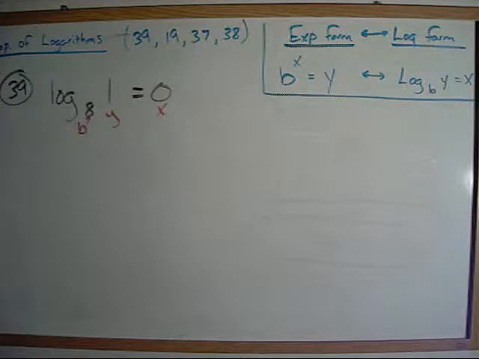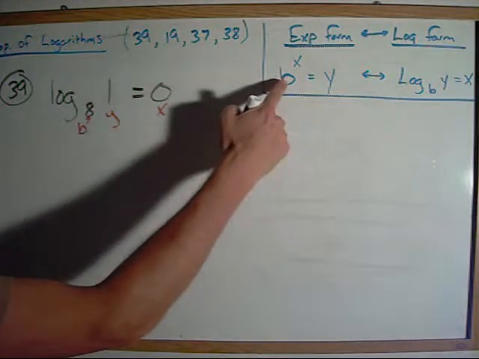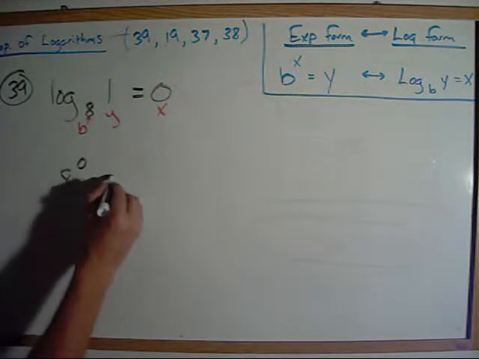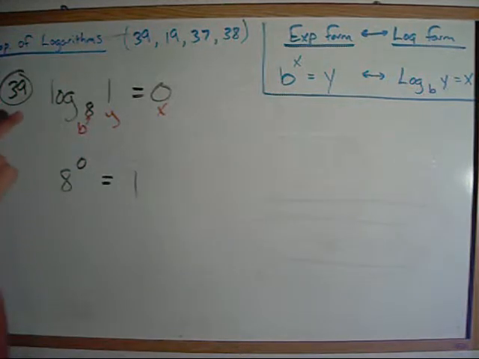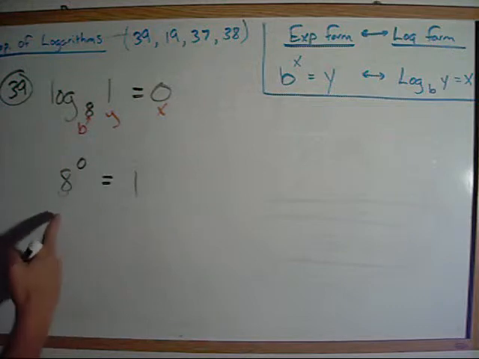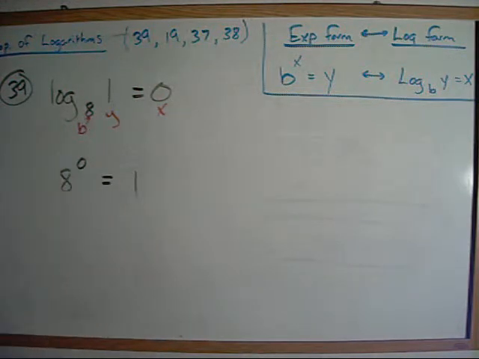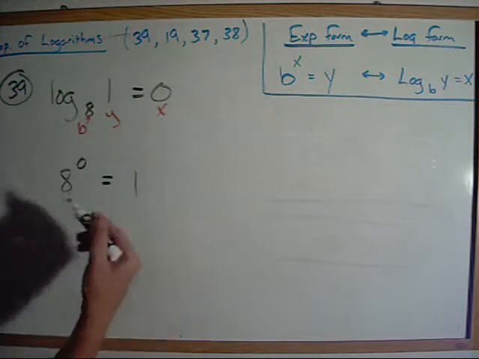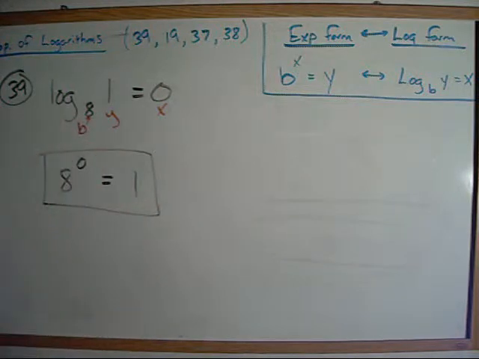So when I rewrite, it turns into this. That B to the power of X, so 8 to the power of 0, equals whatever Y is. This is all it is. We've changed this logarithmic equation into that exponential equation. And this is a true statement in math. 8 to the 0th power is equal to 1. Anything to the 0th power is equal to 1. So we're done. We're not asked to evaluate or anything like that. We're just looking to get it in this form.